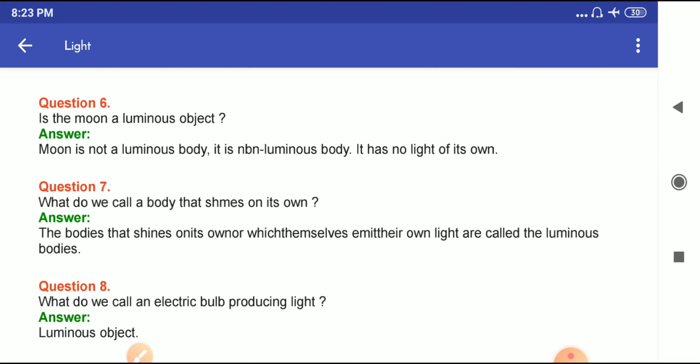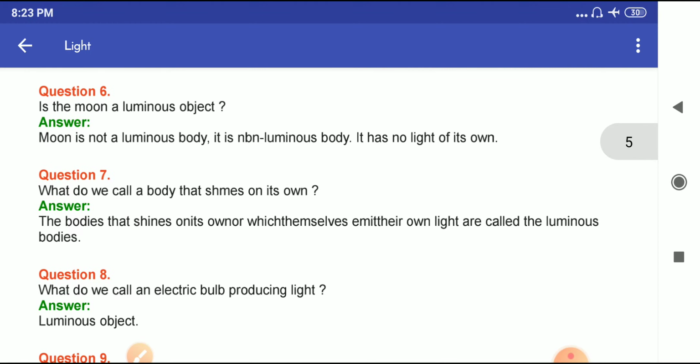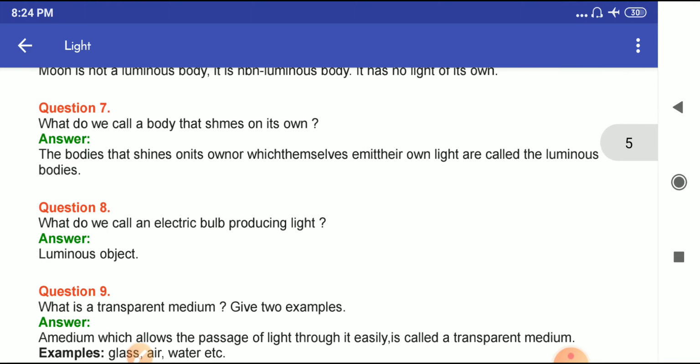Either you can take the screenshot or you can simply pause the video and complete your work in your notebook, and then you have to learn. Now question number 6: is the moon a luminous object? Moon is not a luminous object, it is a non-luminous body. It has no light of its own.